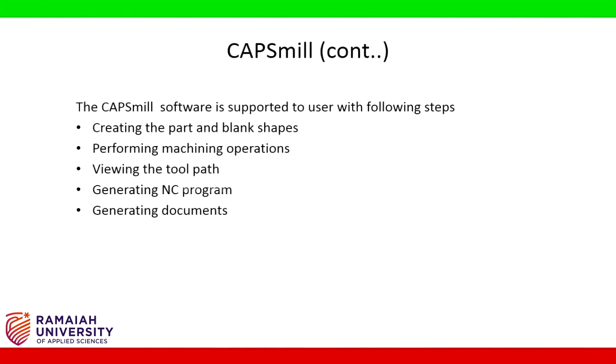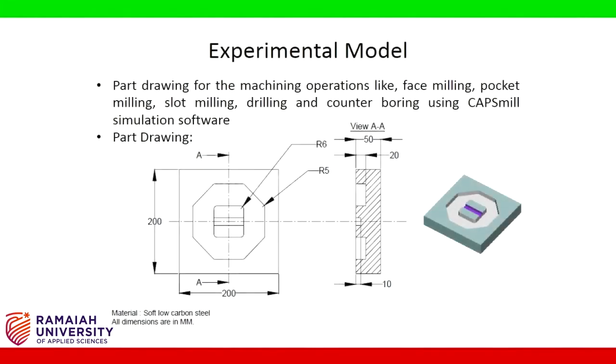The CAPSmill software supports the user with the following steps: creating the part and blank shapes, performing machining operations, viewing the tool path, generating the NC program, and generating documents. Experimental model. Students see the part drawing for the machining operations like face milling, pocket milling, slot milling, drilling, and counterboring using CAPSmill simulation software.